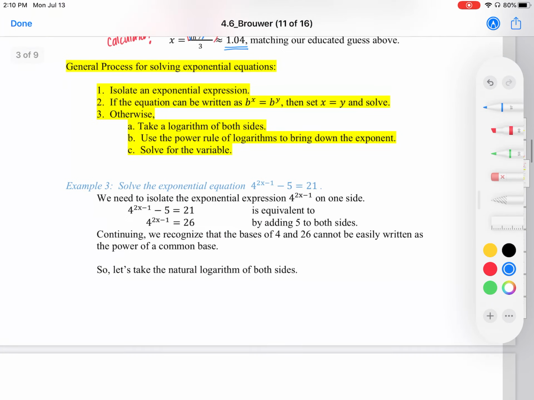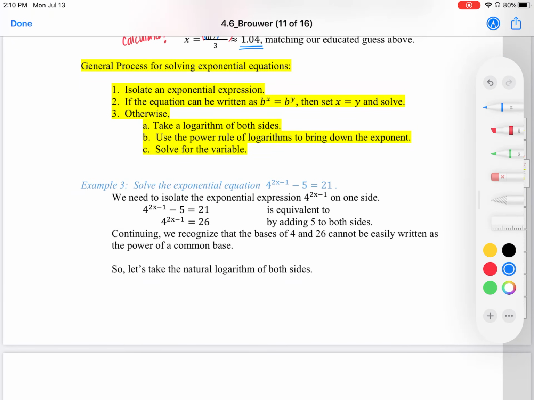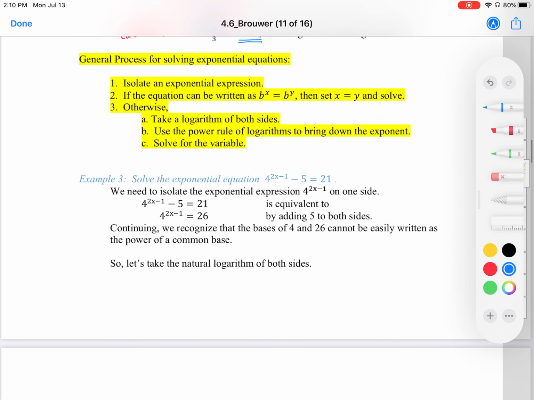General process for solving exponential equations. 1. You want to isolate the exponential expression. If the equation can be written as the same base, then you can set the exponents equal to each other and solve.